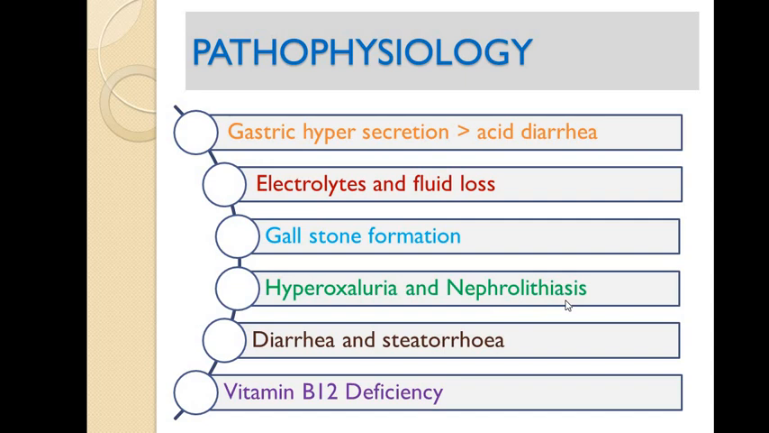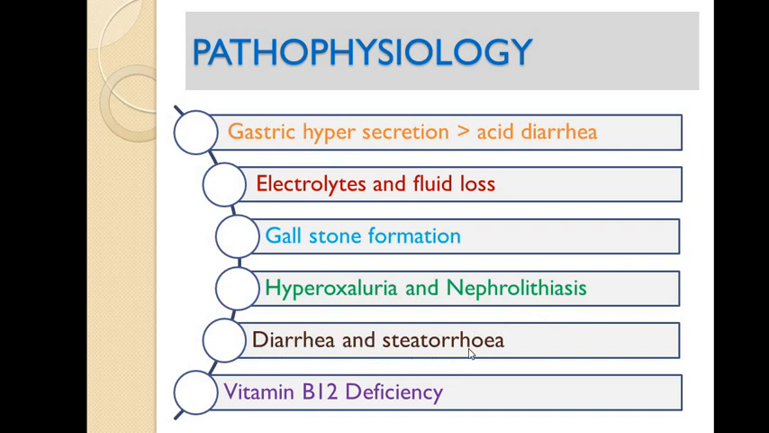Next is hyperoxaluria and nephrolithiasis. Normally, calcium and oxalate bind in the bowel to form insoluble calcium oxalate complex, which is excreted in the feces. But in short bowel syndrome, calcium binds with the fatty acids. So oxalates remain unabsorbed, unbound, and then are absorbed from the colon. This causes increased oxalate level in circulation, leading to oxalate stone formation or nephrolithiasis.